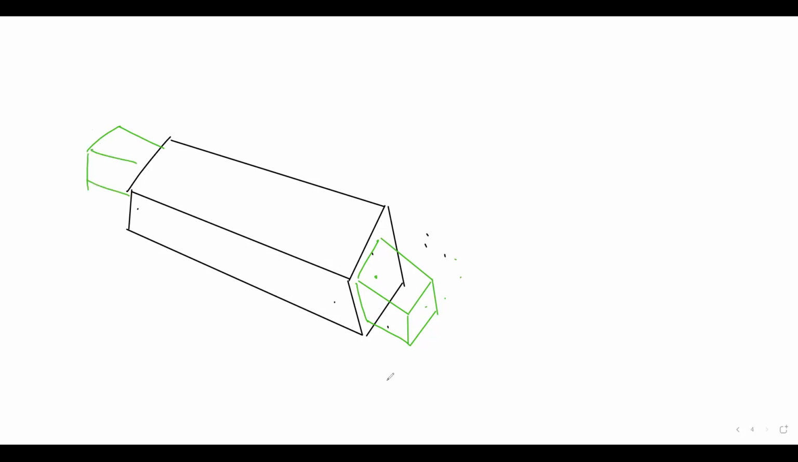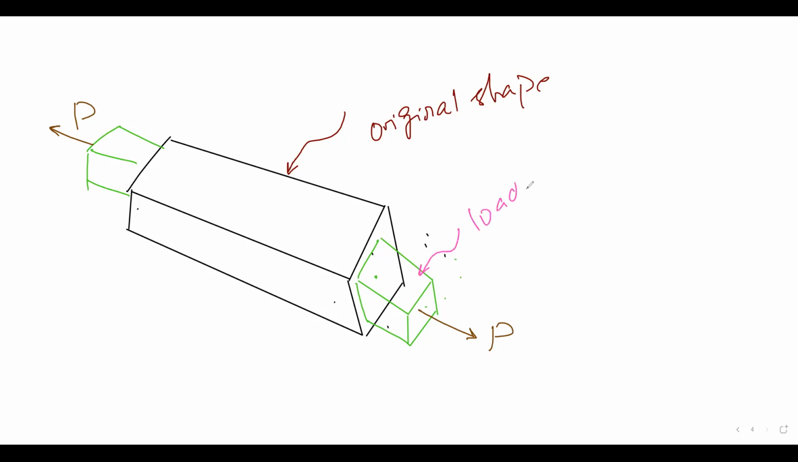So now the load is acting like this. Beautiful. And the load is acting like this. P prime is equal to P, the reaction. This is my original shape. Right? So when I put a stress like this, it shrinks from here and from here, laterally. So this is my loaded shape. I call this my loaded shape. The original structure has deformed like this.